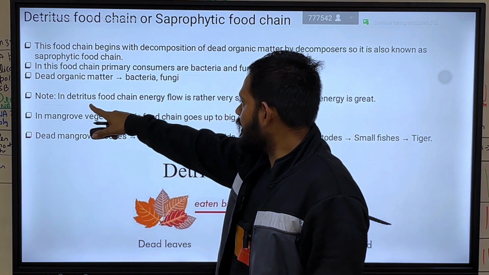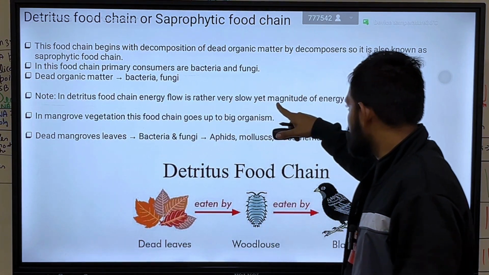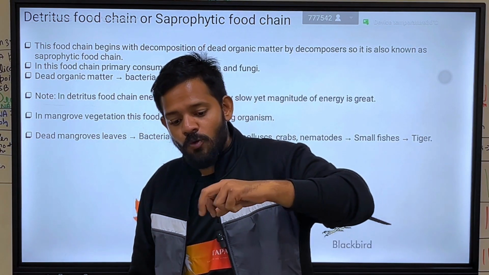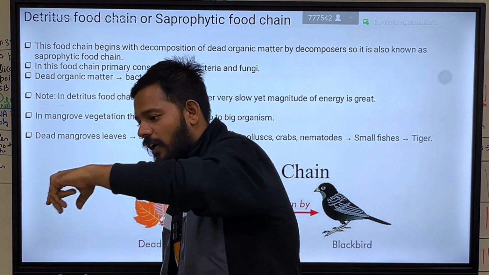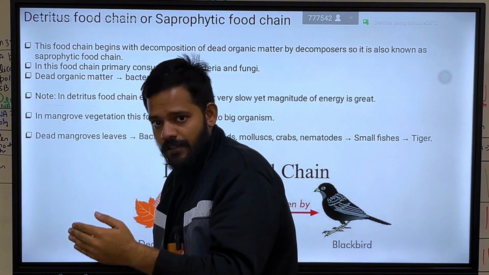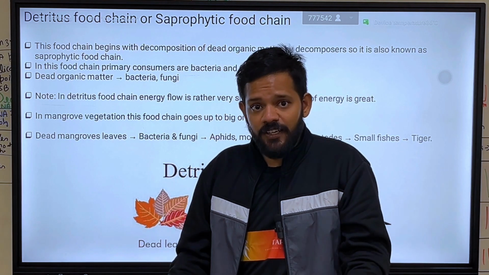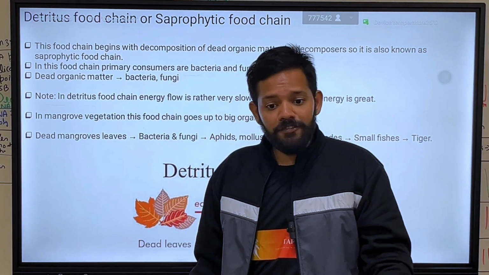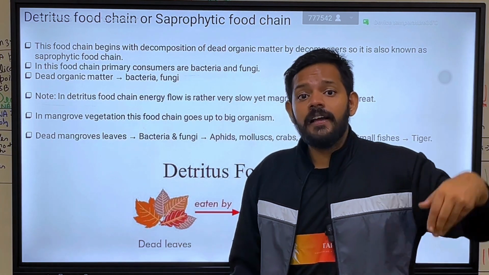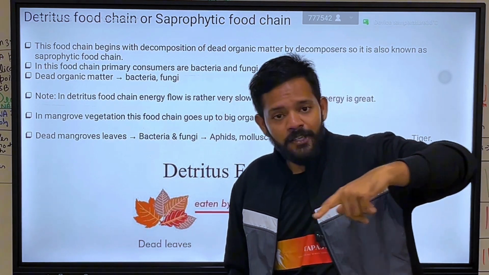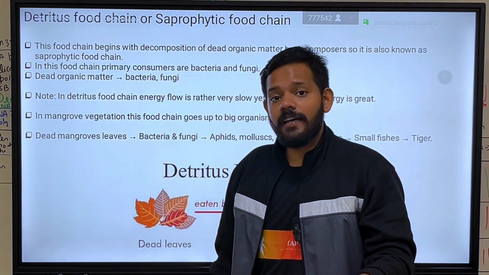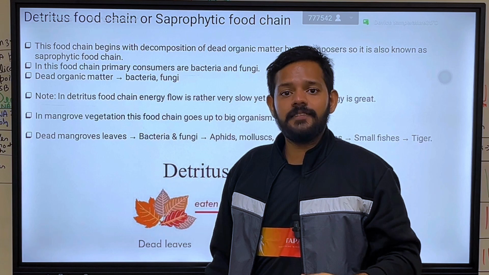Note that in the detritus food chain, energy flows very slowly, yet the magnitude of energy is great. This means the movement of energy from one trophic level to another is very slow, but the magnitude of energy, meaning the level of energy going from one trophic level to another, is very high. And vice versa in the grazing food chain, the movement of energy from one trophic level to another is very fast, while the magnitude of energy is very low.